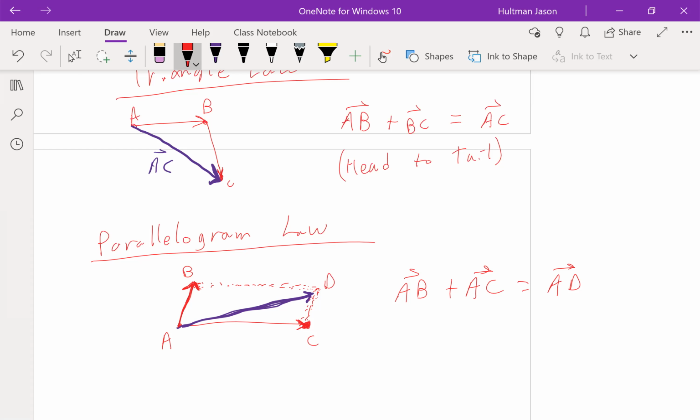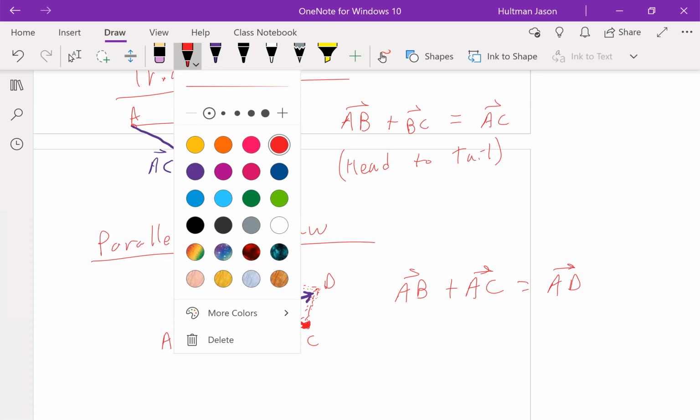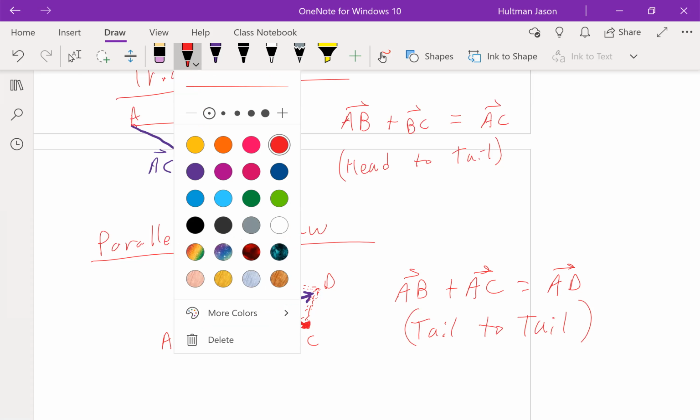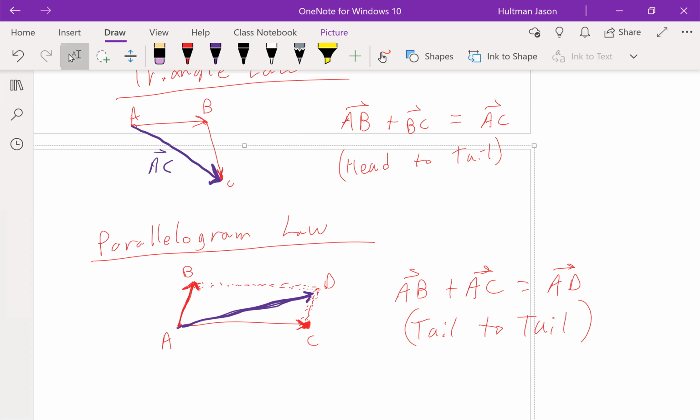This is tail to tail. If you've got two vectors tail to tail, you draw a parallelogram. If you've got two vectors head to tail, then you just draw a triangle. Either way. Say that I looked at the triangle law here, but I wanted to move it from head to tail to tail to tail. Well, wouldn't I just be drawing a parallelogram?